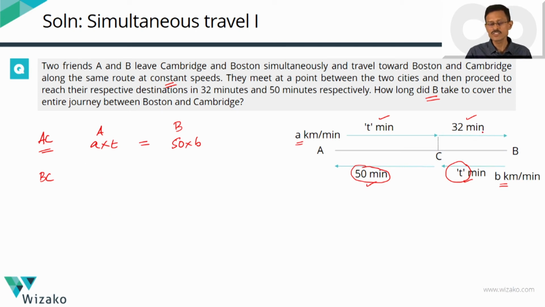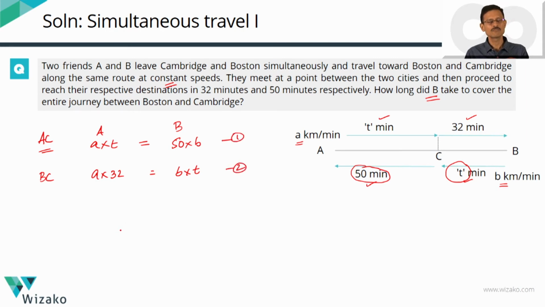A takes 32 minutes to cover this distance. A is traveling at a speed of A kilometers per minute. So the distance BC is going to be equal to A into 32, measured from A's perspective. Measured from B's perspective, B took t minutes to cover this and B is traveling at a speed of B kilometers per minute. So this is going to be equal to B into t. So this is 1 and this is 2.